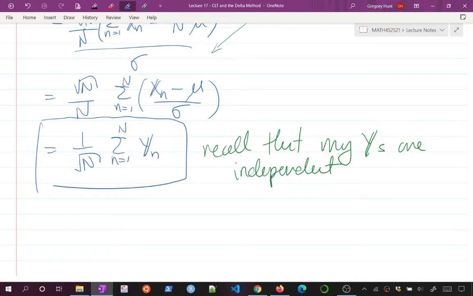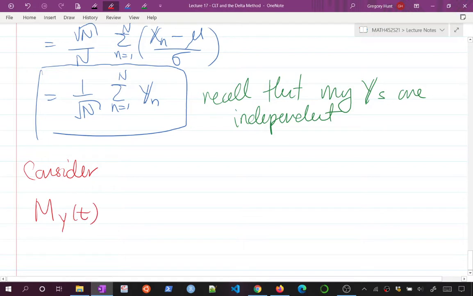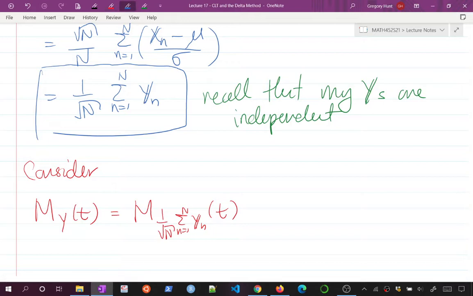And because they're independent, if I look at the moment generating function of Y at some value t, this is the moment generating function of 1 over root n times the sum of my y_n's at t, right? That's what we've just shown. Capital Y is that normalized sum of the y_n's.